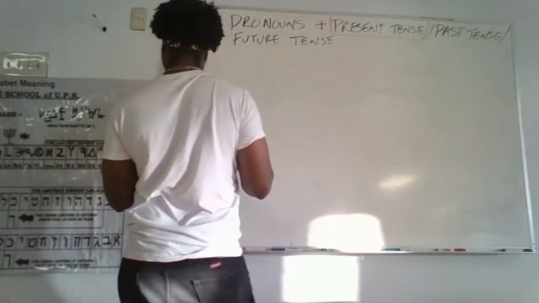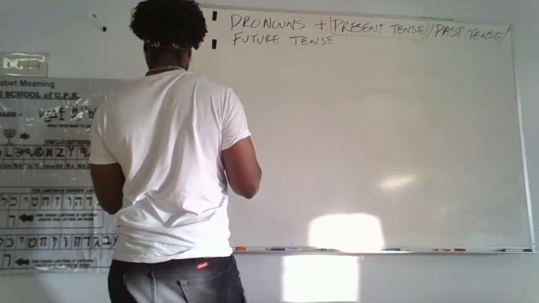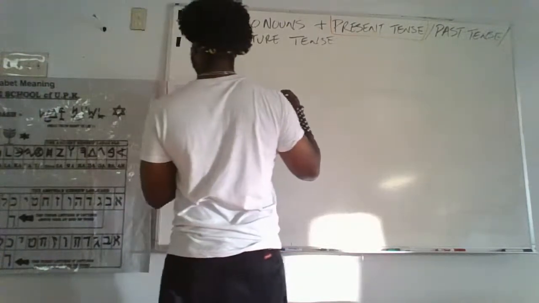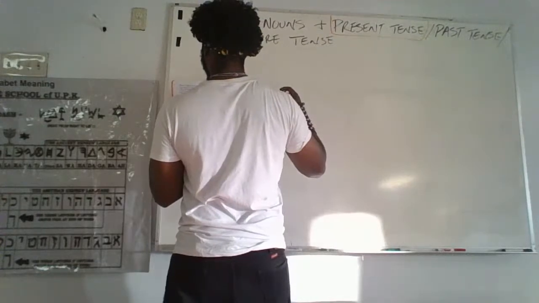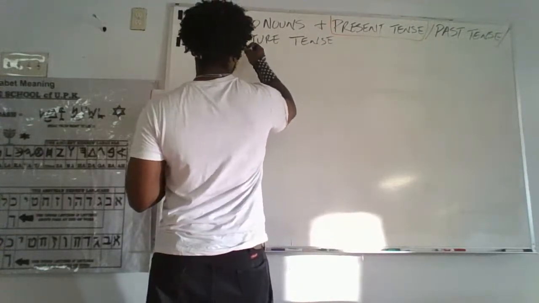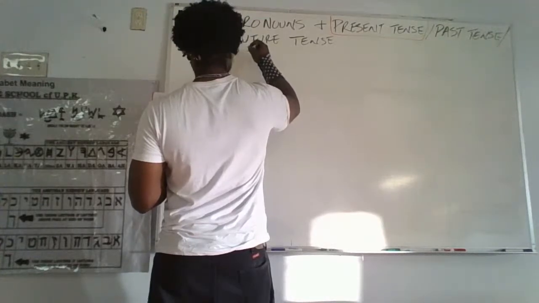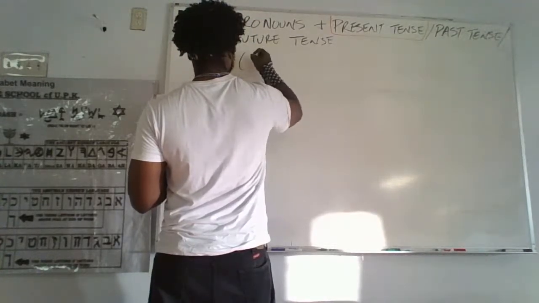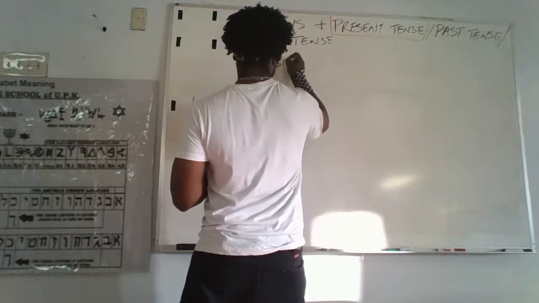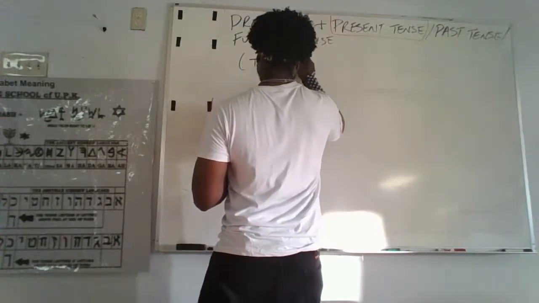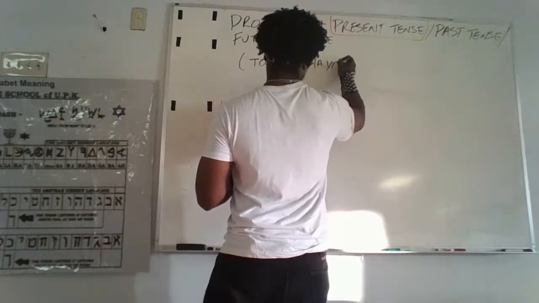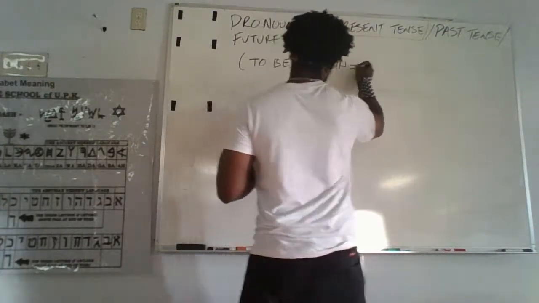All right. So we're going to be dealing with the present tense. All right. Present tense, or to be in Hebrew, is haya, right?